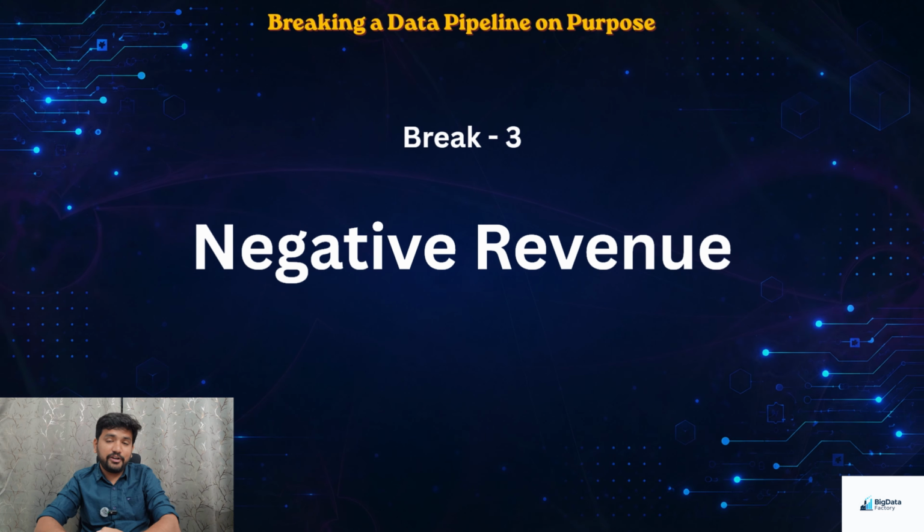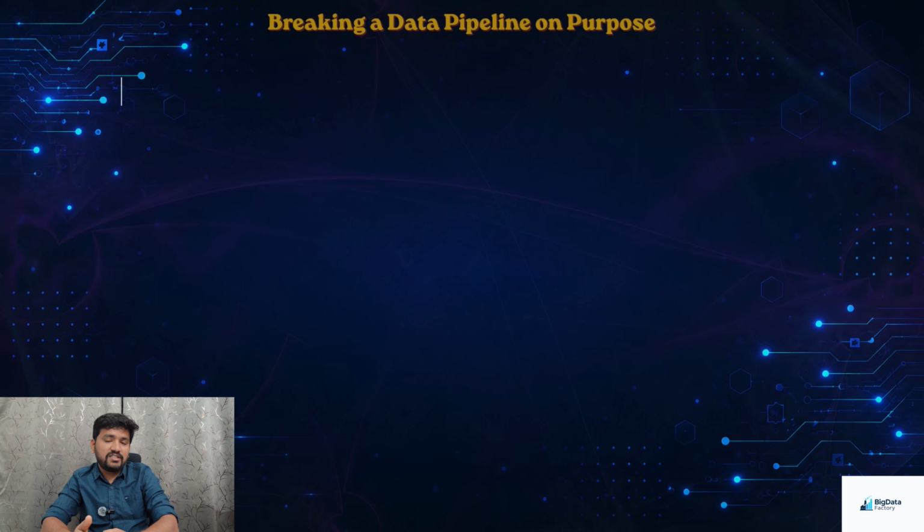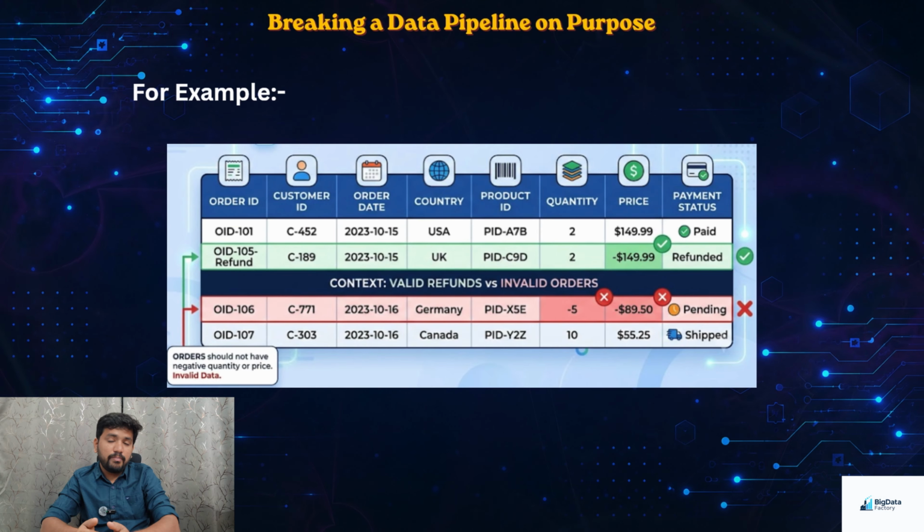Break number 3, negative revenue. I'm going to add orders where quantity is negative or price is negative. Now sometimes negatives can be valid. For example, refunds can be negative. But if this is in an orders table, negative quantity or negative price may be invalid. This is where business context matters. A technical check alone is not enough. You need to know what the data means.